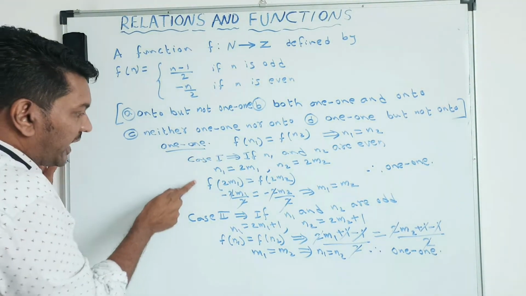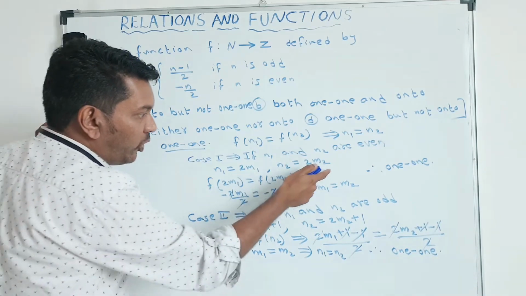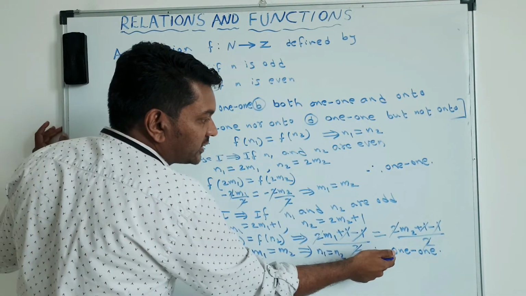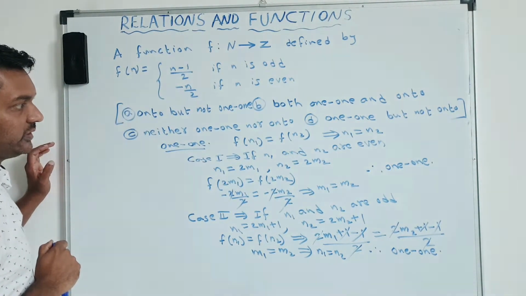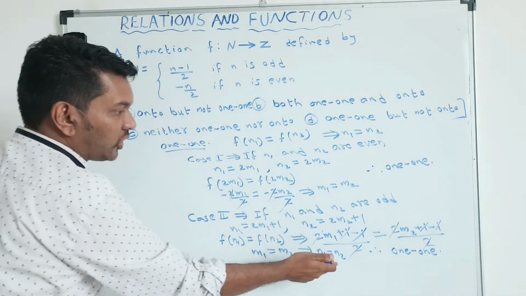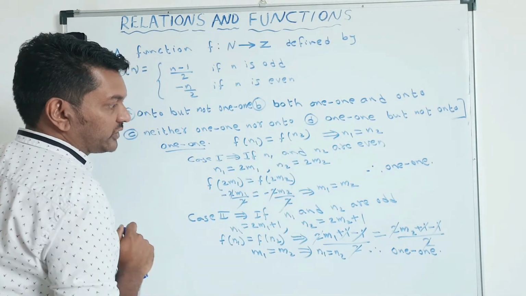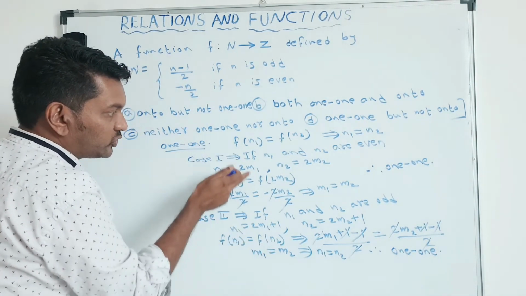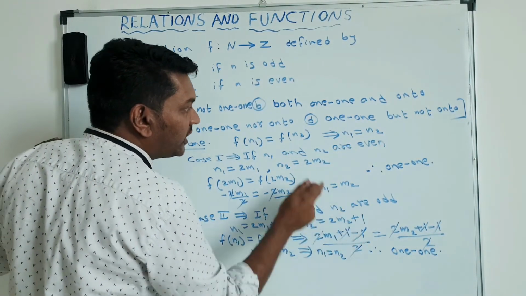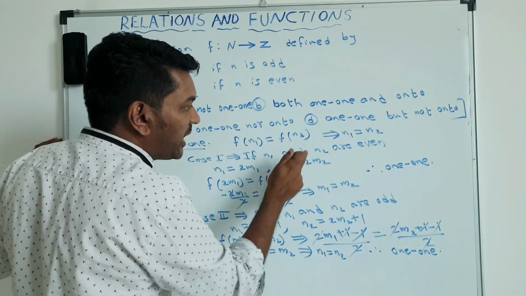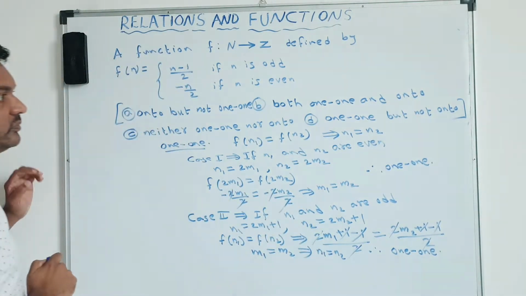You need to check both case 1 and case 2. From both cases you are concluding it is one-to-one. Then only you can tell that this function is a one-to-one function. If case 2 is not valid, you cannot tell it is a one-to-one function, because both should be valid. If n1 and n2 are even, or if n1 and n2 are odd, in both cases you should be able to prove it is a one-to-one function.